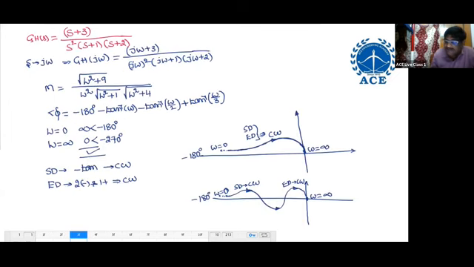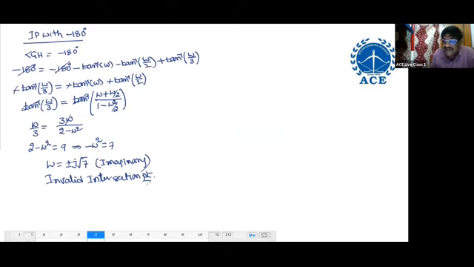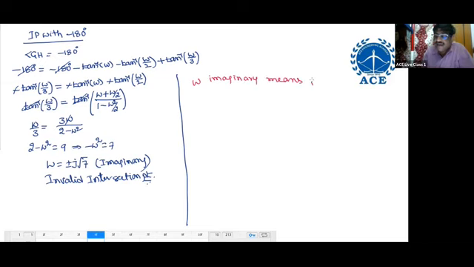So that means what happened? This is wrong, this is correct. Whenever omega is imaginary, it means it is an invalid intersection point. Remember: omega imaginary means invalid intersection point.